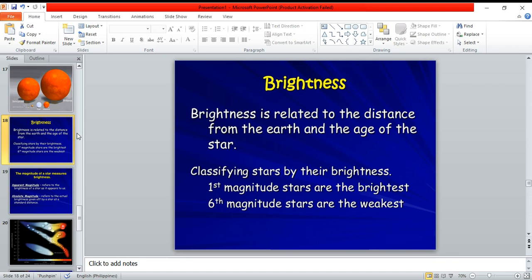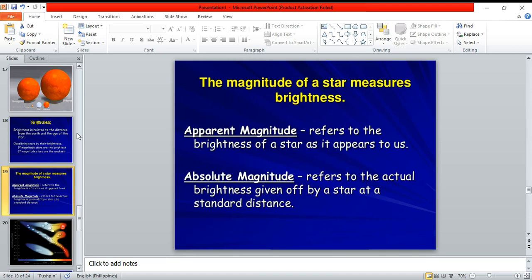The brightness of the stars depends upon the distance and its luminosity. Brightness is related to the distance from Earth and the age of the star. To classify the brightness of stars, first magnitude stars are the brightest, while sixth magnitude stars are the weakest. The magnitude of stars measures brightness, as apparent magnitude and absolute magnitude.